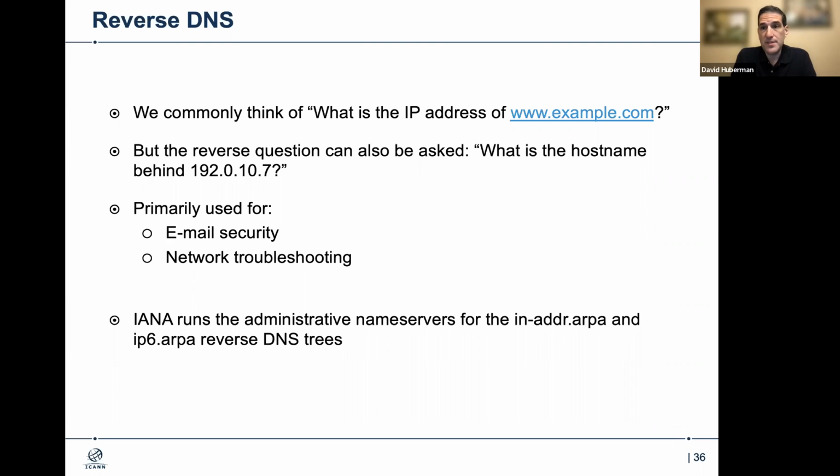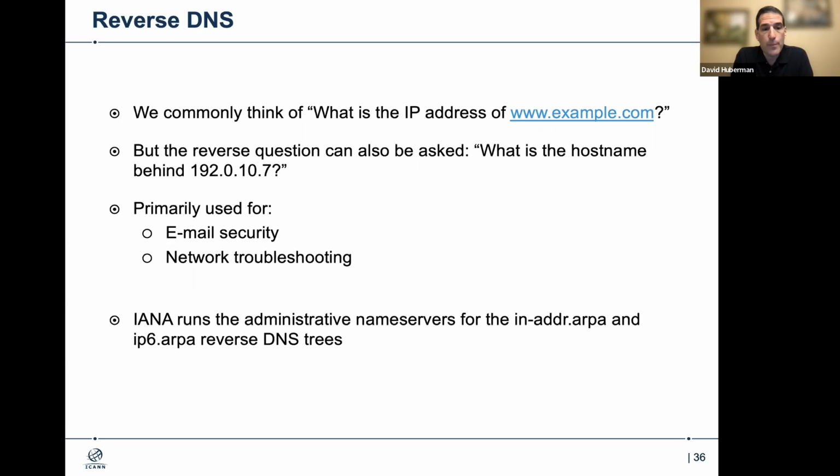Reverse DNS is part of DNS, so it's administered hierarchically. The top-level domain is .arpa, and the second-level domains for these are in-addr.arpa and ip6.arpa. That's how the resolution works, and how we build reverse DNS trees.